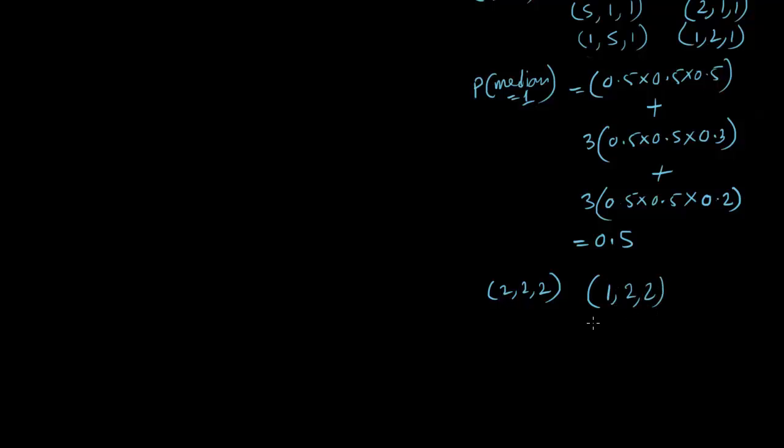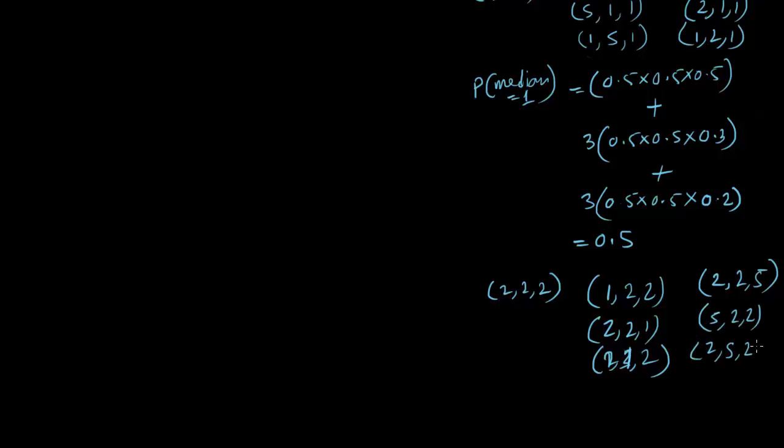Remember, if it was 1, 1, 2, then the middle data when arranged from smallest to largest would not be 2. So the different orders are 2, 2, 1, 1, 2, 1, 2. That's it. Then we need 2, 2, 5. Then the median would be 2, otherwise the median would not be 2. So this would be 5, 2, 2 and 2, 5, 2.